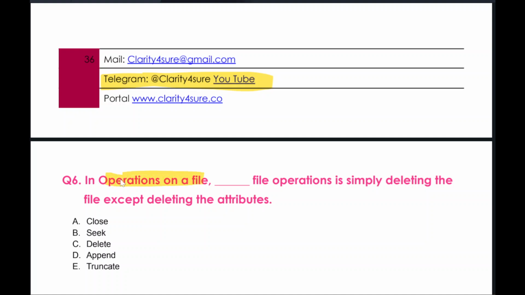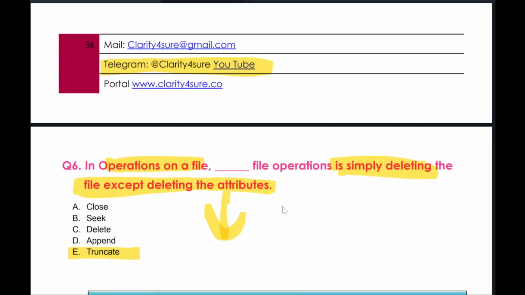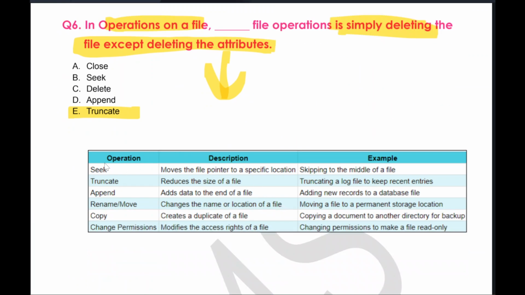In file operations, this option is simply deleting the file except deleting the attributes. Okay, so you are deleting the file content without deleting the attributes. That is truncating, where you are reducing the file size. So these are the different options.